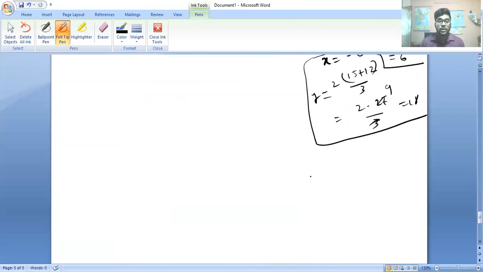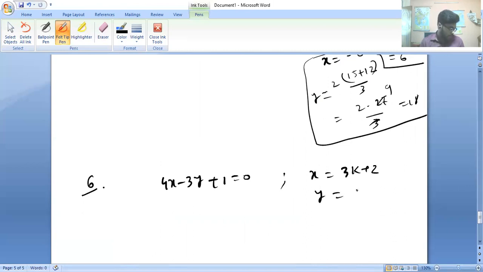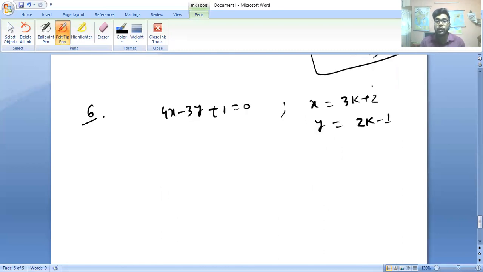Let us do question number 6 now. Question number 6 says, if x is equals to 3k plus 2 and y is equals to 2k minus 1 is the solution of this, find the value of k. It's very easy then. The equation is 4x minus 3y plus 1 is equals to 0. What is given? That x is 3k plus 2 and y is 2k minus 1. This is a solution. That means if I put the value of x as 3k plus 2 and the value of y as 2k minus 1, this will satisfy. That means the right hand side should be equal to 0. So what we do is we put the value here.